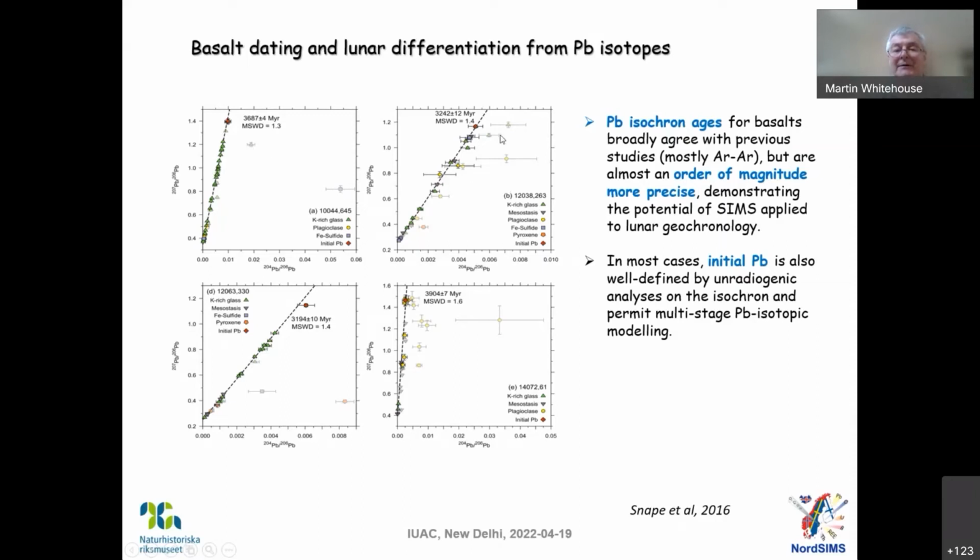Here's another one. This is an Apollo 12 basalt, around about 3240 million years. Again, points that we've left off here. And here's another Apollo 12, and here's an Apollo 14. The Apollo 14 having somewhat more contamination here. Apollo 14 samples, if anybody works on them, are terrible. I don't know what happened. They're always more contaminated than the others.